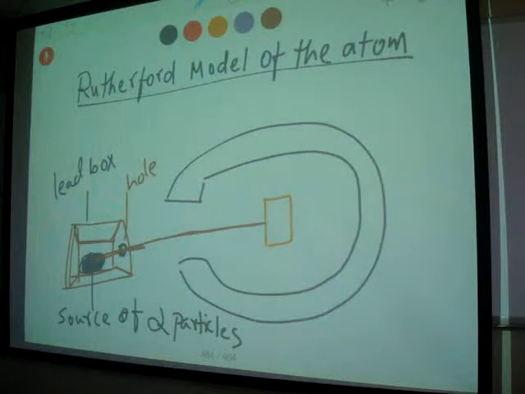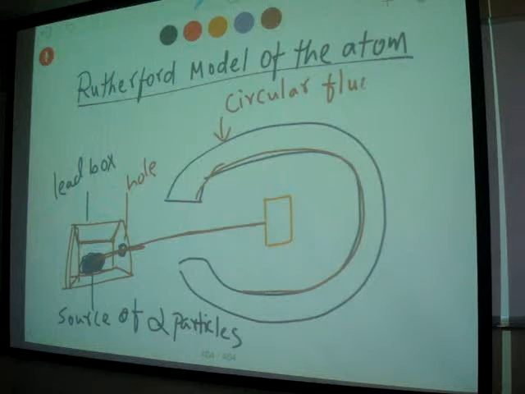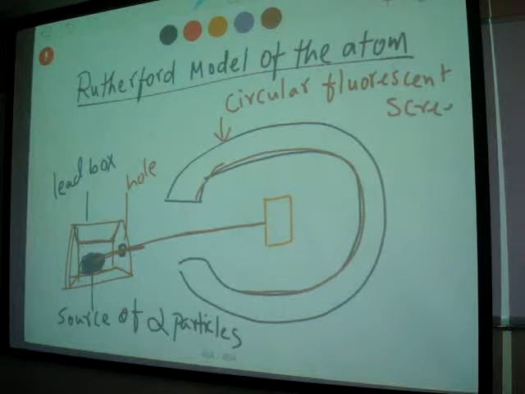So he said, okay, I'm going to bombard this gold foil, and this fluorescent screen, I'm going to write, this is a circular fluorescent screen. And he wants to detect how these rays behave. And alpha particles means positive charge particles. So we have positive charge particles bombarded on this gold foil.